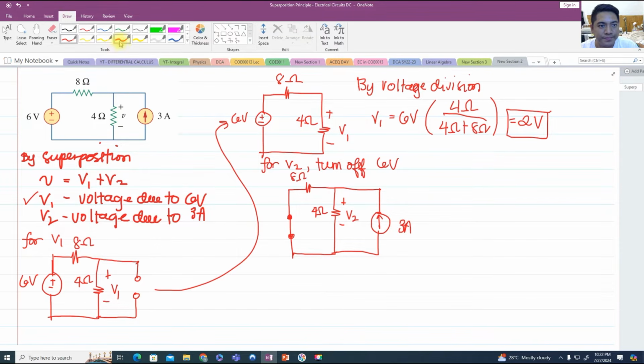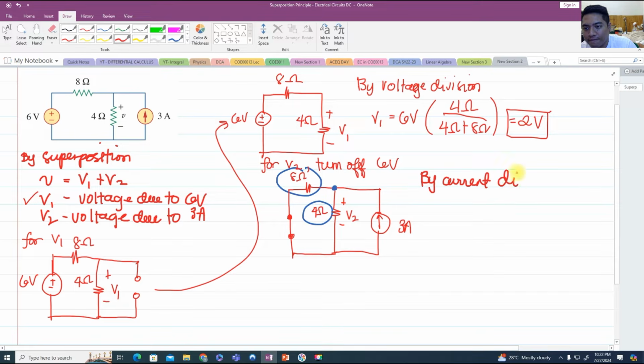As you can see, 4 ohms and 8 ohms are connected in parallel with the 3 amperes source. So what we are going to do is use current division to get the current through the 4 ohms, and then multiply it by the resistance so that we get V2. So by the current divider formula, we have I2, let's say I2 is the current through the 4 ohm resistor.